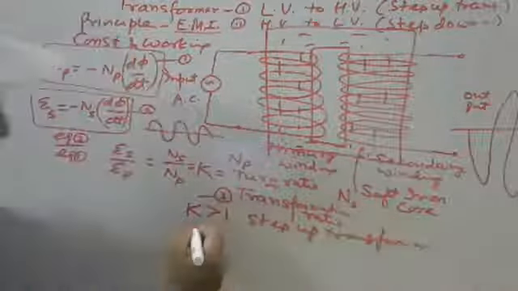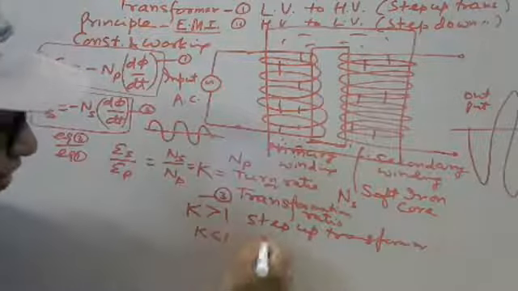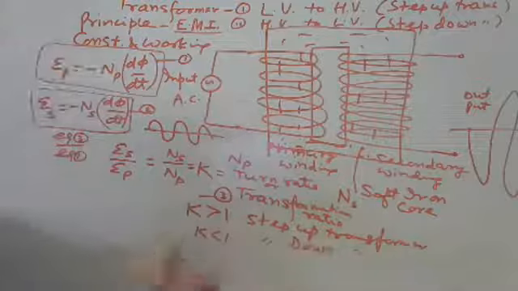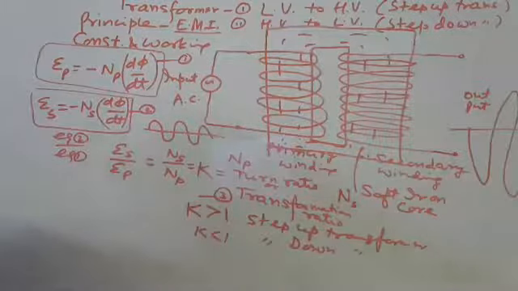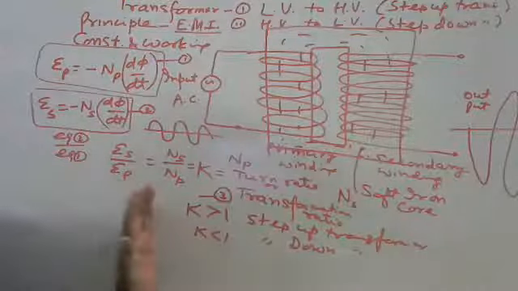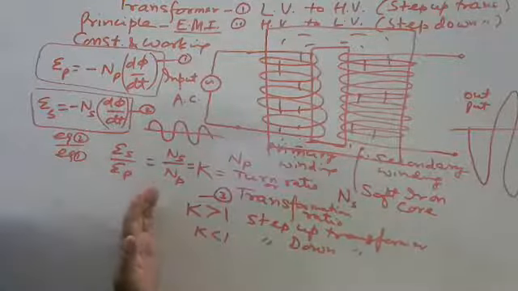Suppose K is less than 1, it is called a step down transformer. More voltage we are giving and less voltage we are getting. These two are important.